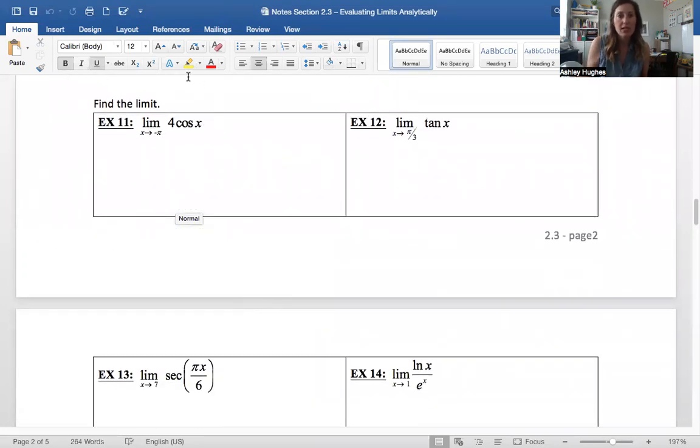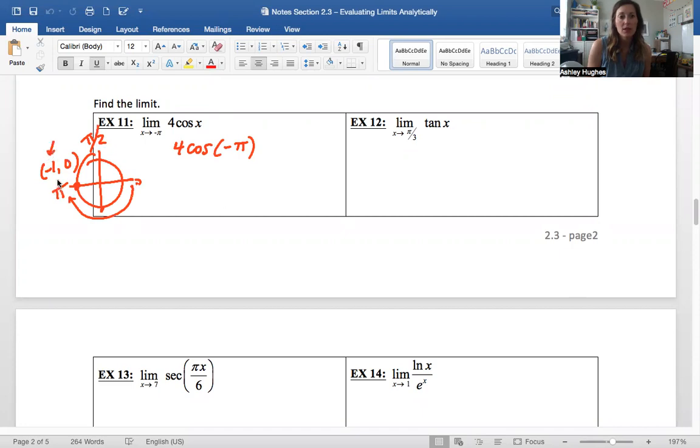So find the limit as x goes to negative pi. So 4 cosine of negative pi. Now, I do have a video saved for trig, kind of a quick recap of trig. When you think of the unit circle, here is 0, this is pi over 2, this is pi. It would also be negative pi if I went this way. And so what is the cosine value here? That's the x value. So the cosine value is negative 1. And so it would be 4 times negative 1, which is negative 4.